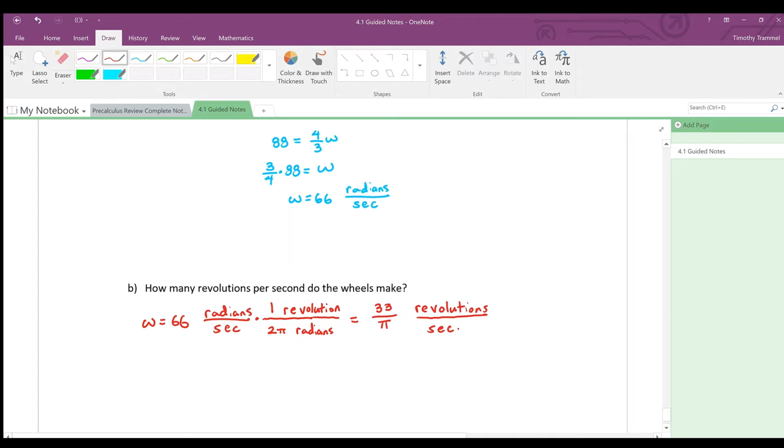Right, and once again, maybe we want the decimal approximation. If we do, we can plug in that 33 over pi into our calculator, and this gives us approximately 10.5, if we round to the first decimal place, revolutions per second. All right, and that is it for 4.1.